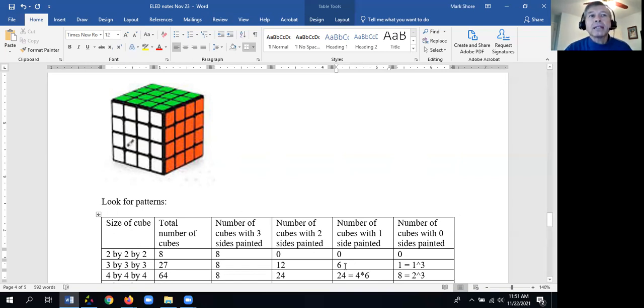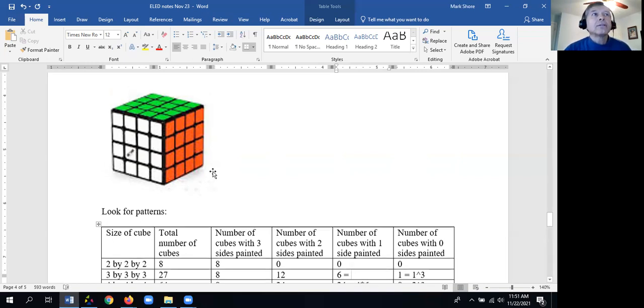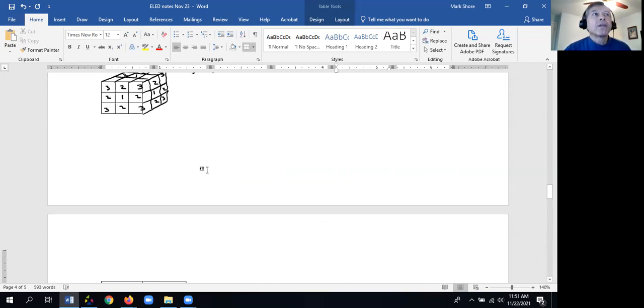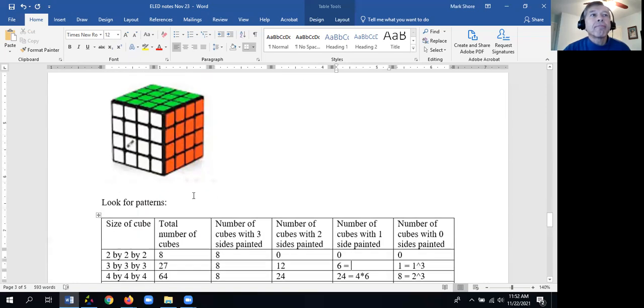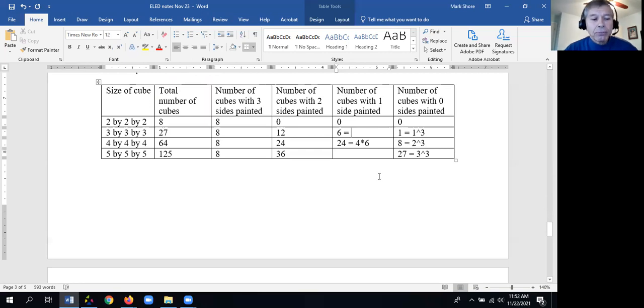How do we get the 6 back on the 3x3? Well, let's take a look at the 3x3. The way we got one side painted is it's the 1 in the middle. There's 1 in the middle, and there's 6 sides. That was 6 times 1. So that came from doing 1 times 6. There's 1 in the middle, and there's 6 sides. So this all has to do with times 6.